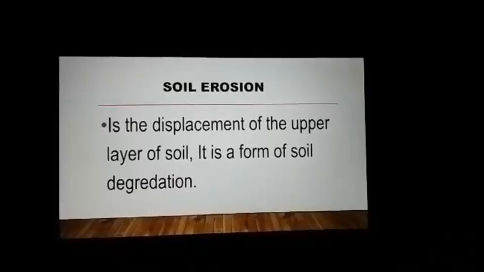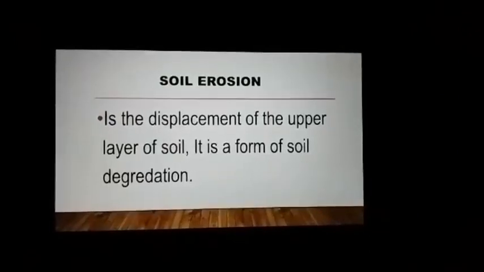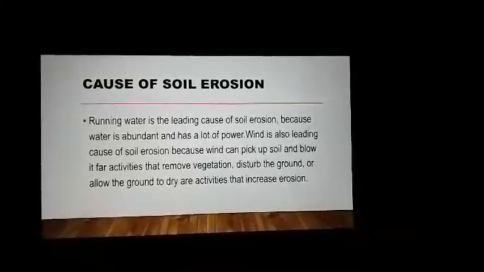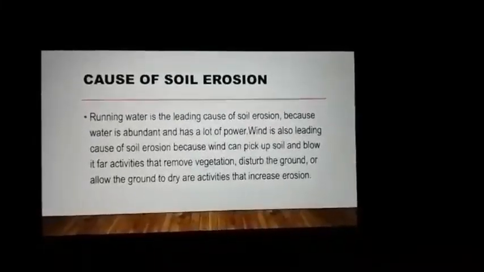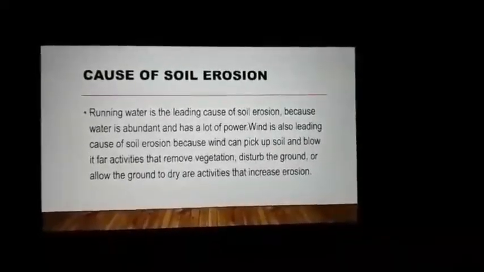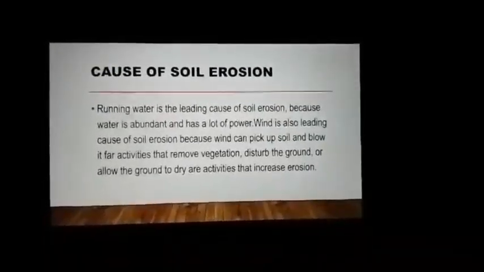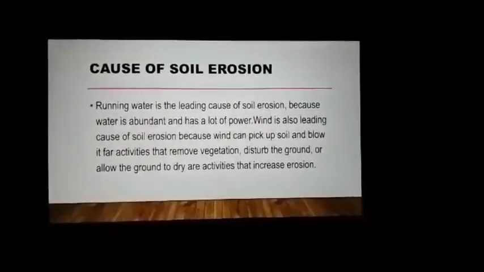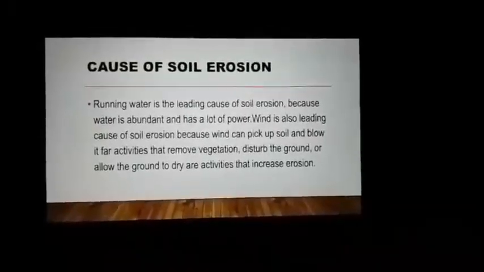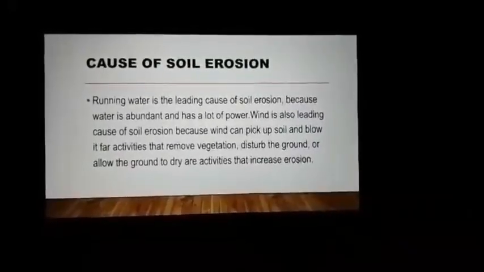First, what is soil erosion? Soil erosion is the displacement of the upper layer of soil. It is a form of soil degradation. And what are the causes of soil erosion? Running water is the leading cause of soil erosion, because water is abundant and has a lot of power. Wind is also a leading cause, because wind can pick up soil and blow it away. Activities that remove vegetation, disturb the ground, or allow the ground to dry increase erosion.